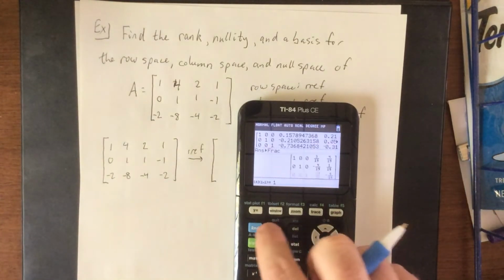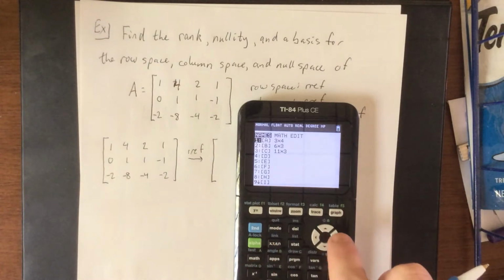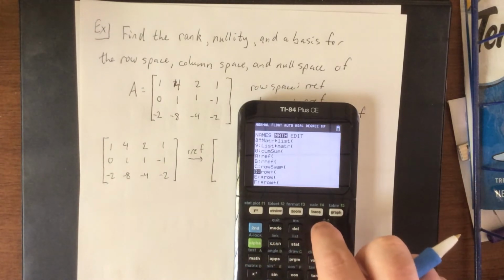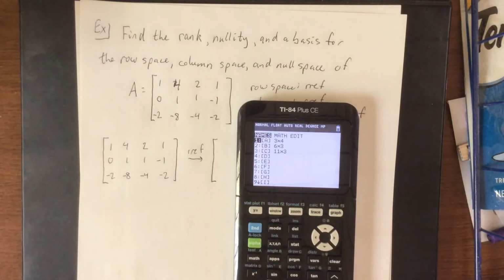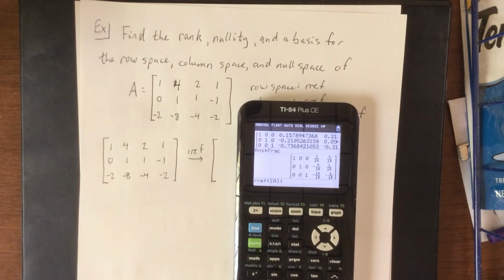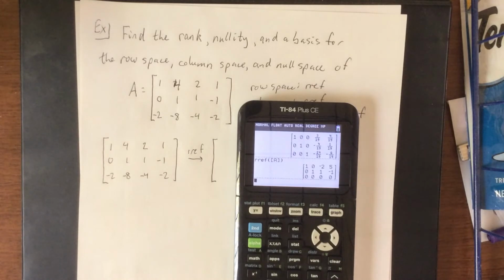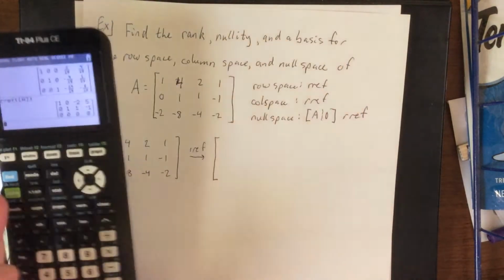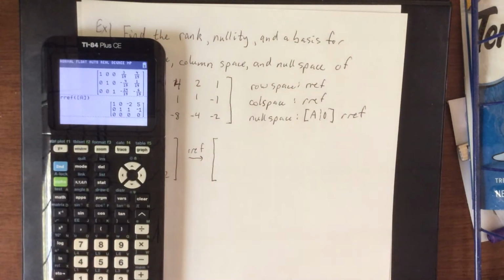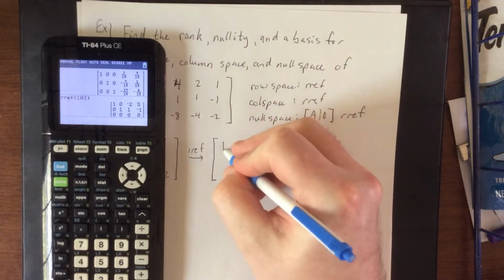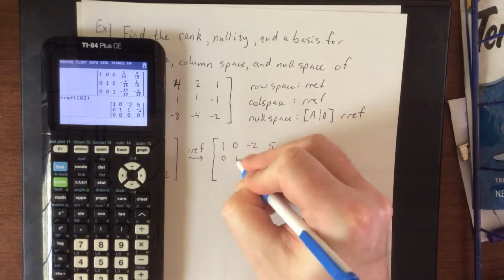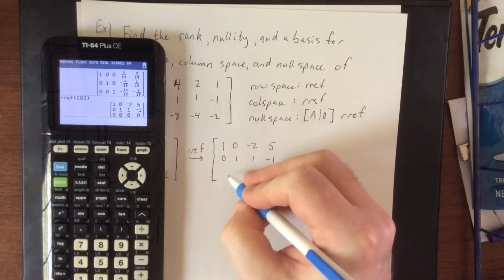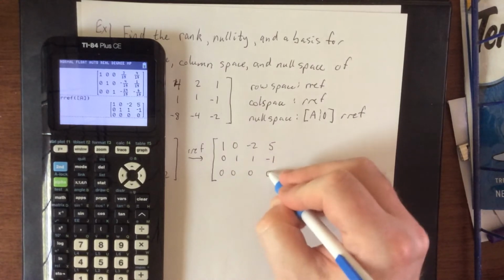Okay. Then re-enter the matrix menu, arrow over to the math menu, select RREF, then select my matrix that I refer to as A. I don't believe we're going to get any fractions, so no need for math enter on this one. So we'll take this and put it into our reduced row echelon form. This is 1, 0, negative 2, 5, 0, 1, 1, negative 1, and 0, 0, 0, 0.